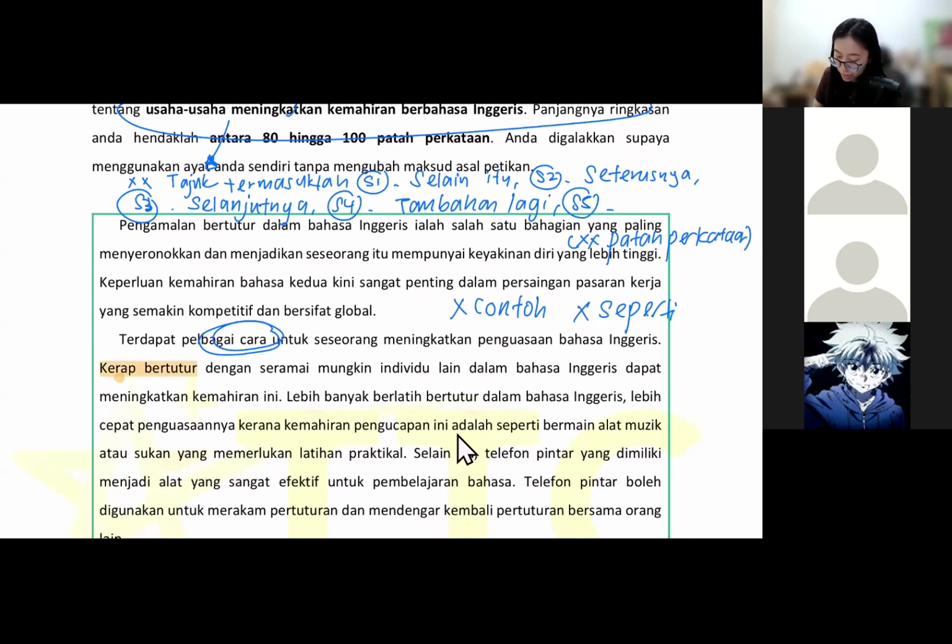Kerap bertutur dengan seramai mungkin dapat meningkatkan kemahiran ini. So you can say it in English, then that is enough already. But if you start with kerap bertutur, it's wrong. Who has to kerap bertutur? Everyone has to kerap bertutur. You have to say kita perlu. Then this is your first isi.